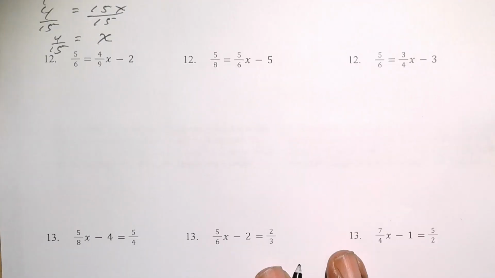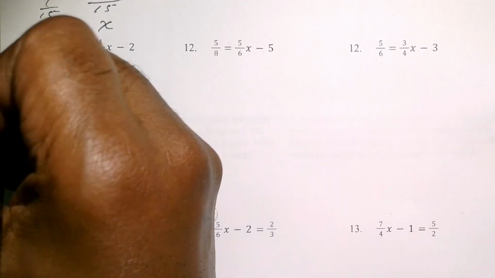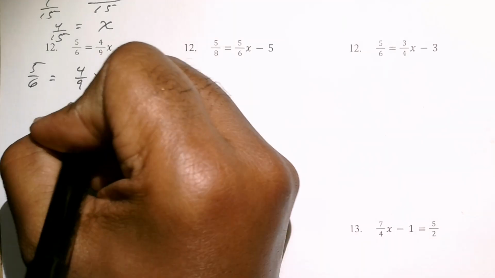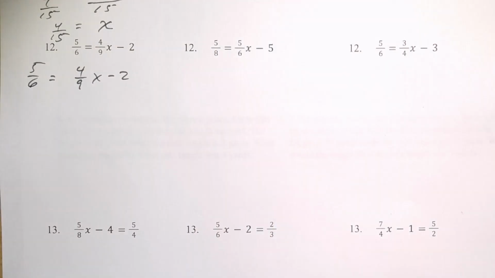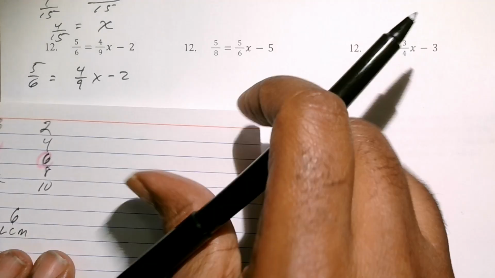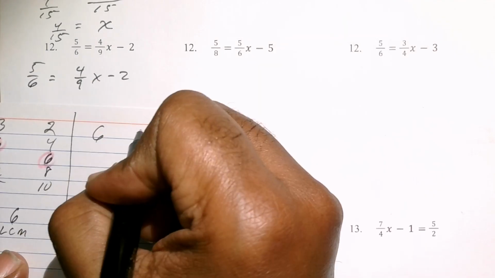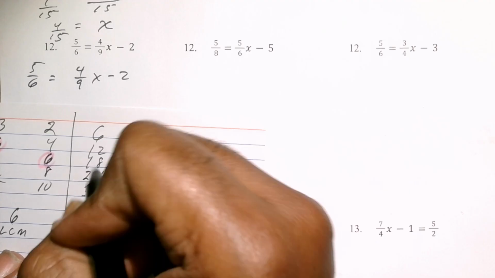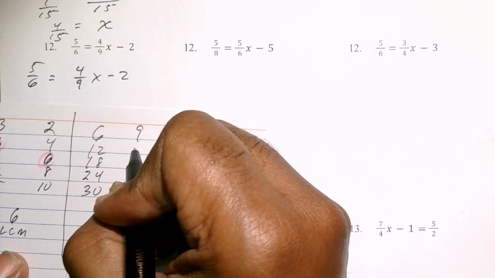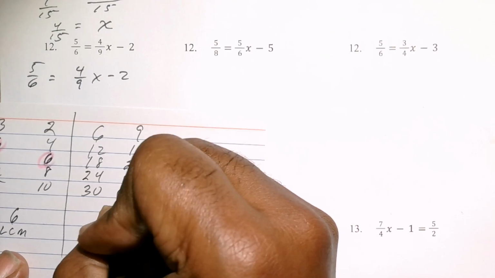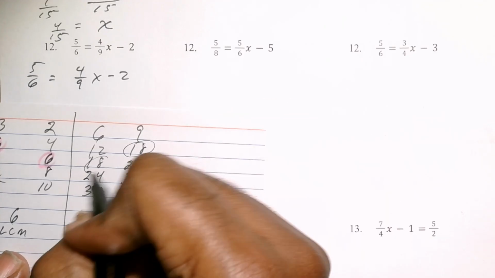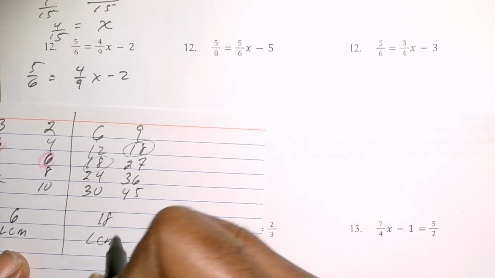Next, let's try this one. Okay, we have 5/6 equals 4/9 x minus 2. And we want to find the LCD. So let's go through the 6 timetables and 9 timetables. For 6, we have 6, 12, 18, 24, and 30. For the 9 timetables, we have 9, 18, 27, 36, and 45. And I see 18 will be the least common multiple.